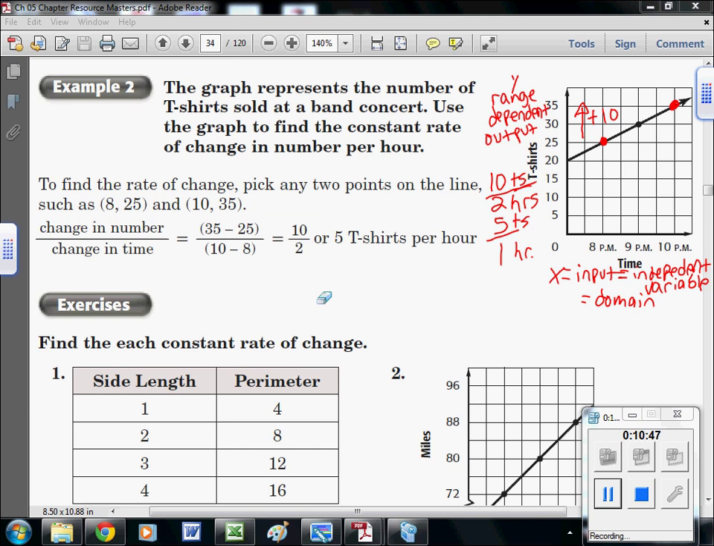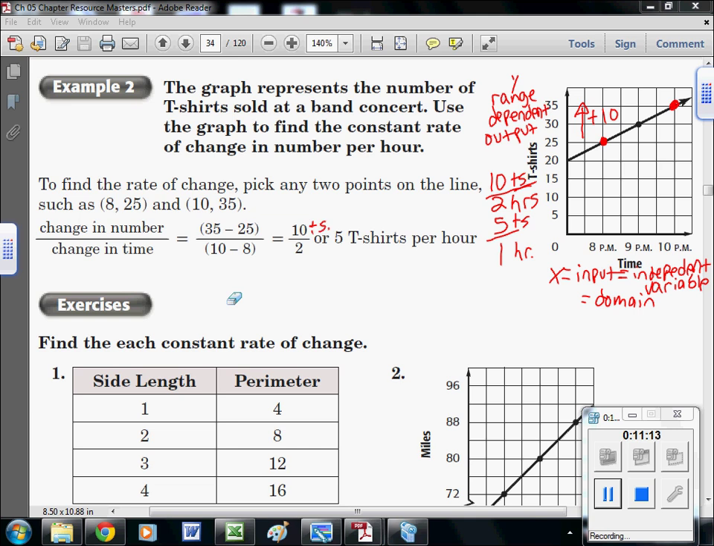We do the exact same thing. The change in the output, meaning how much did it go up? What was the rate? The change in the output. Well, it went from 25 to 35, which means if you do 35 minus 25, that'll tell you the change is 10, which is also what we counted. That agrees with what we saw visually. Now the change in time. It went from 8 p.m. to 10 p.m. So 10 minus 8, well that's 2, the 2 hours.